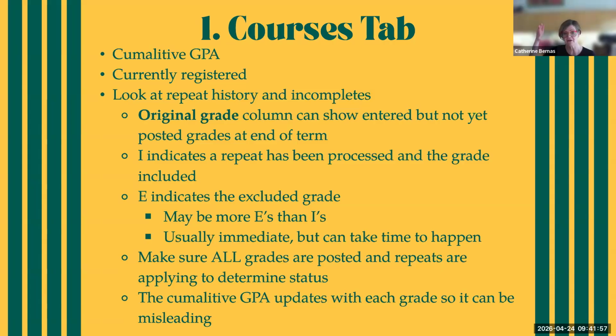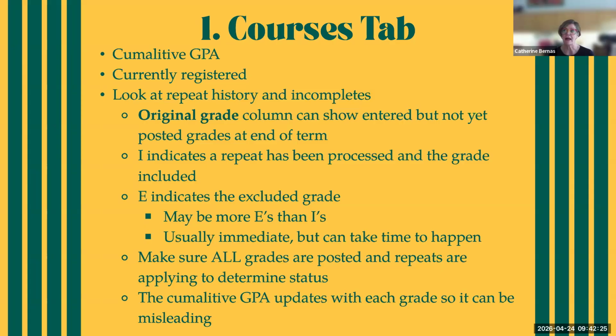I will often add a column to the courses tab. I will often add an original grade column, because it will show me what the original grade might be. Like for instance, if a grade is now an F, I might want to see if that was originally an incomplete, or if it was always an F, or if there's been any grade changes on the student's record.